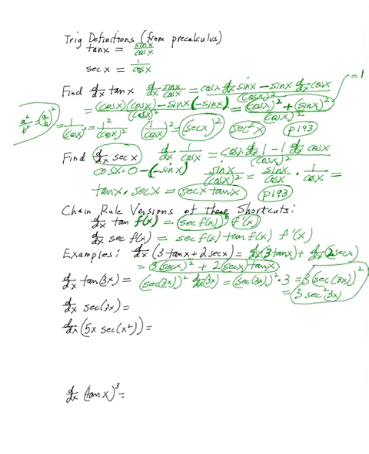Okay, so I want the derivative with respect to x of secant 3x. Again, I need chain rule because I have an outside and an inside. The derivative of secant, the derivative of the outside, is secant tangent. The derivative of the inside is just 3. So I get secant 3x times tangent 3x times 3, and we usually write that as 3 secant 3x tangent 3x.